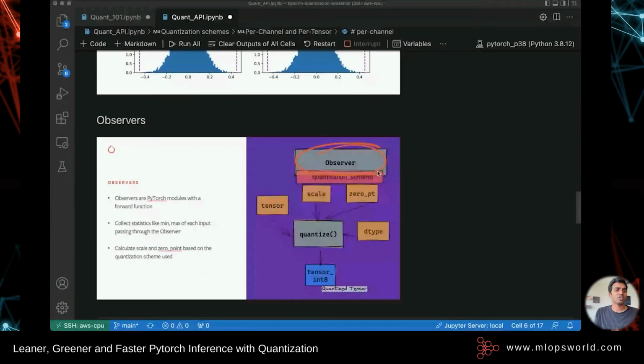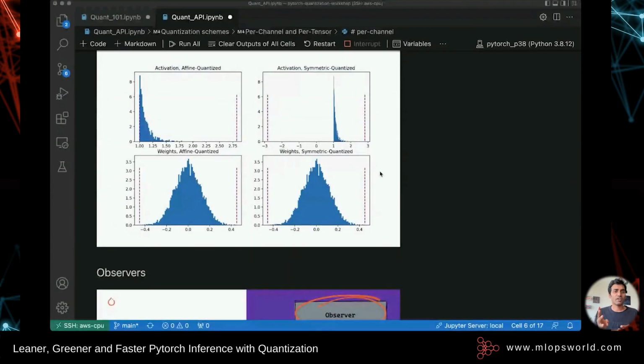So we have a total of 4 different schemes. You have affine and symmetric, and you have per channel and per tensor. A permutation of all of that gives you affine per channel or affine per tensor, and this way you have 4 different quantization schemes.